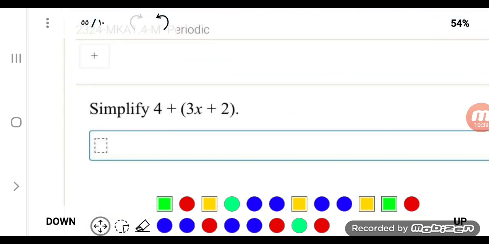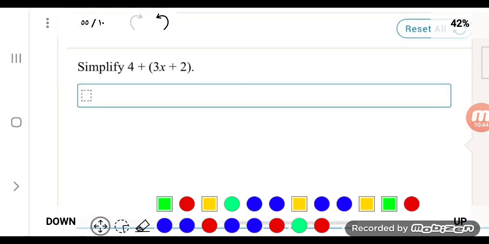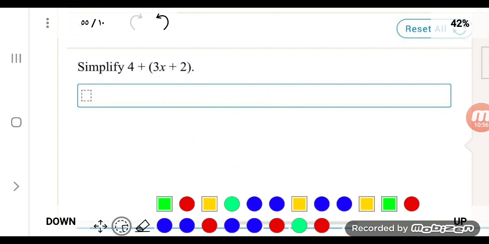Next one. Here you have 4 plus 3x plus 2, and that will be 6 plus 3x. That is the final answer.